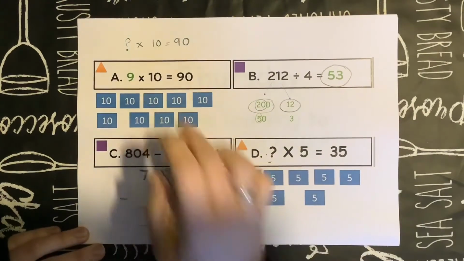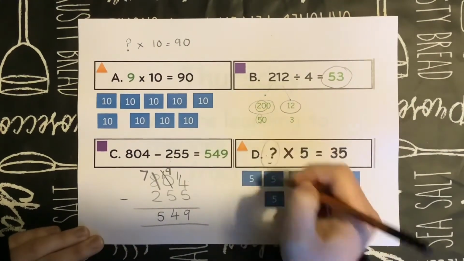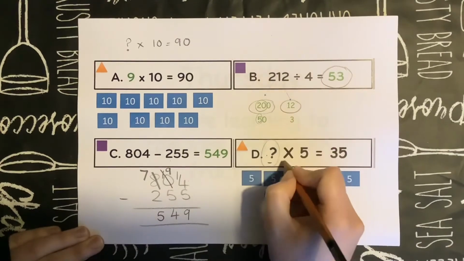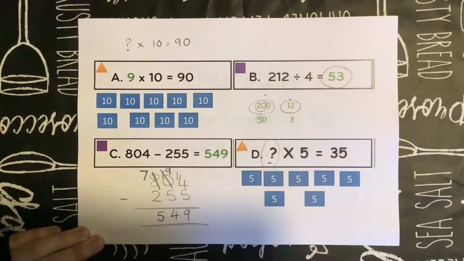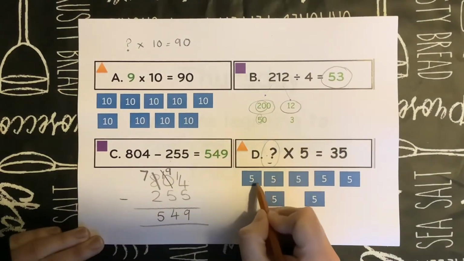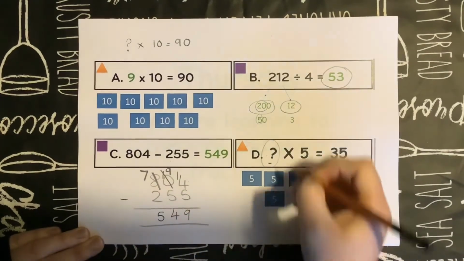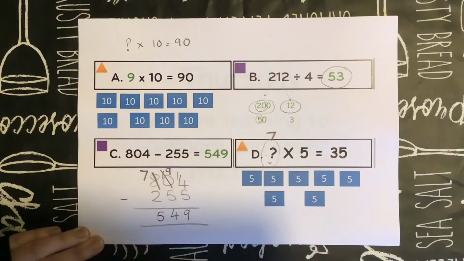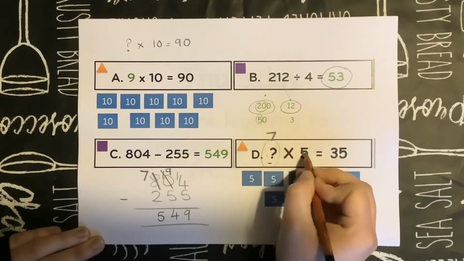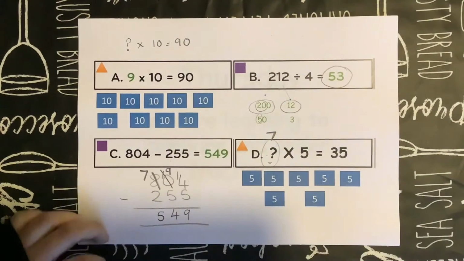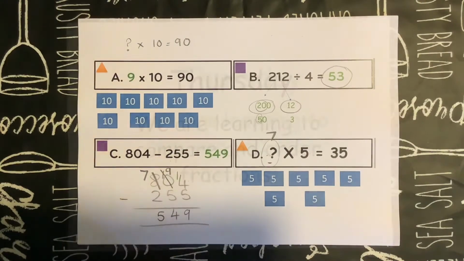Lastly, I had another one similar to up here. I have an unknown group of 5. So something groups of 5 equals 35. Now here I've got 1, 2, 3, 4, 5, 6, 7 groups. So that tells me the missing number was 7. 7 groups of 5 makes 35. So well done if you got those right.